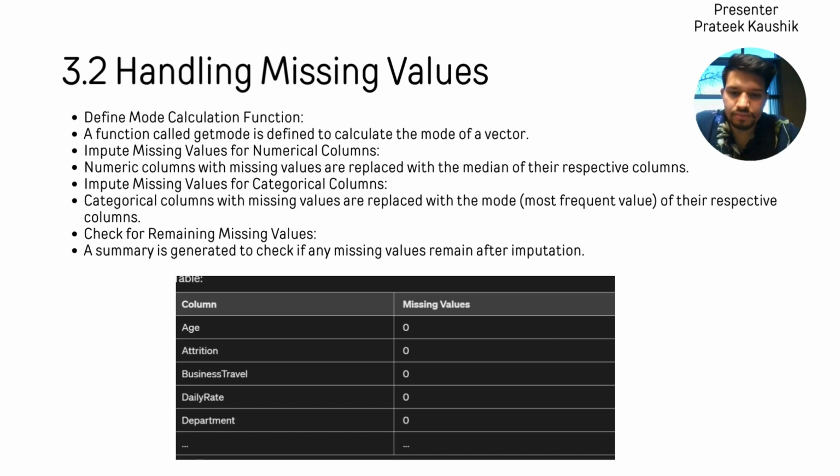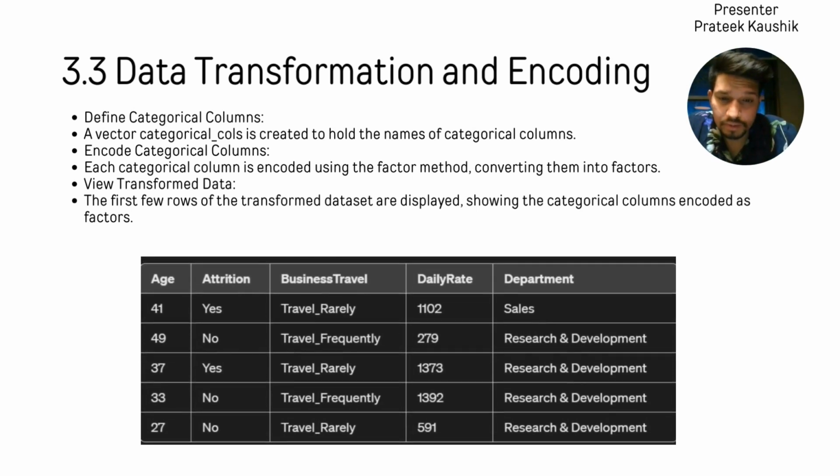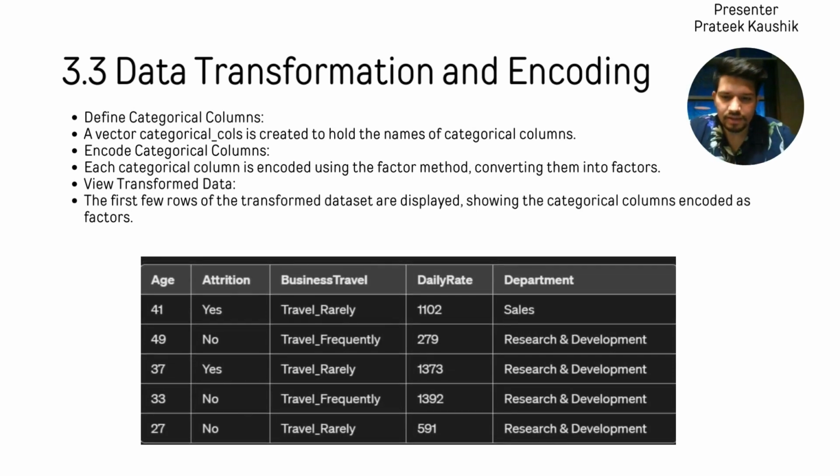Following the imputation process, a summary is generated to verify the absence of any remaining missing values, affirming the completeness and readiness of the dataset for further analysis. Now let's talk about the data transformation and coding, wherein they both play a crucial role in preparing the dataset for our analysis.